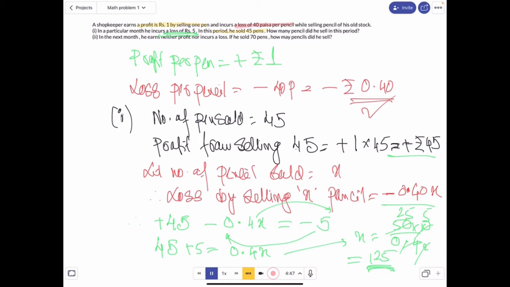He has sold in that month 125 pencils, and that's why he made a lot of losses. Because every pencil he's selling, he's making a loss of 40 paisa. So 125 pencils he sold. That's why overall the 45 rupees profit he has earned has been eaten up by this, right? Great.